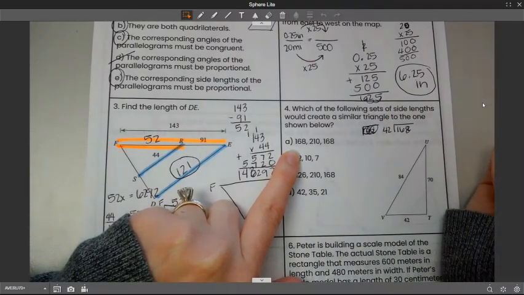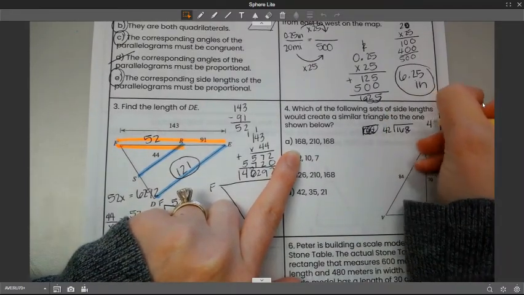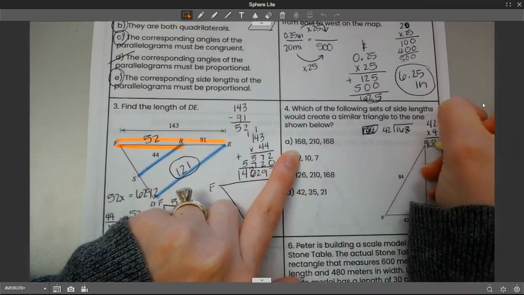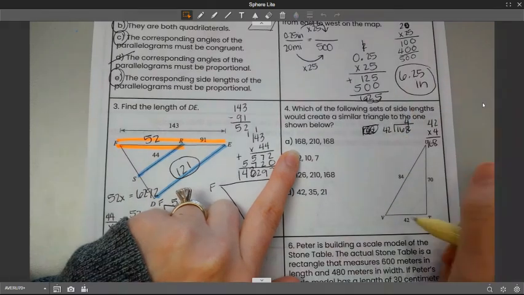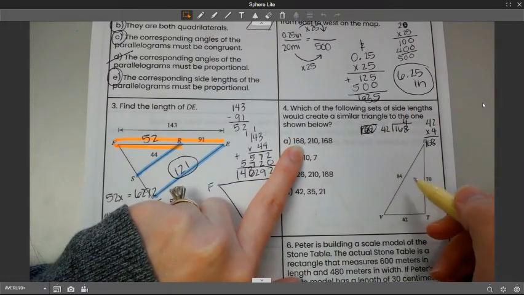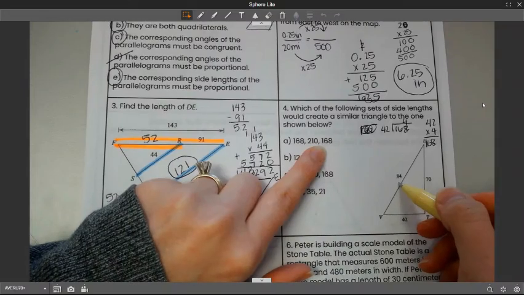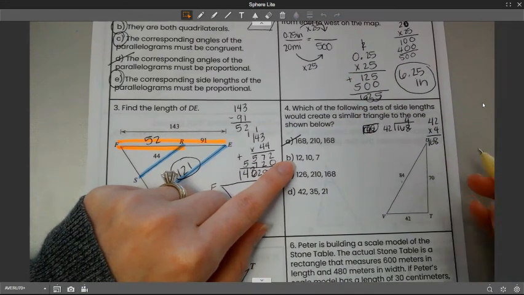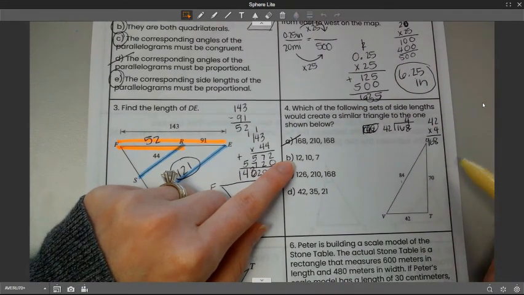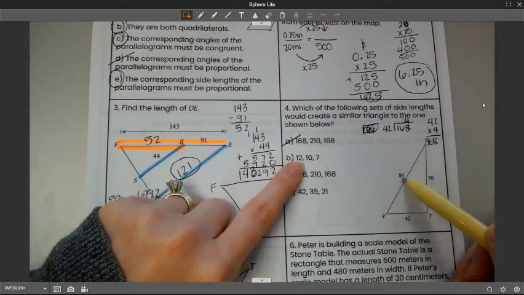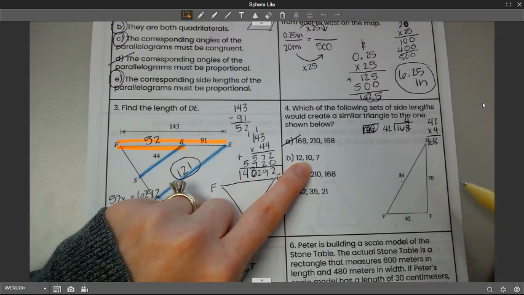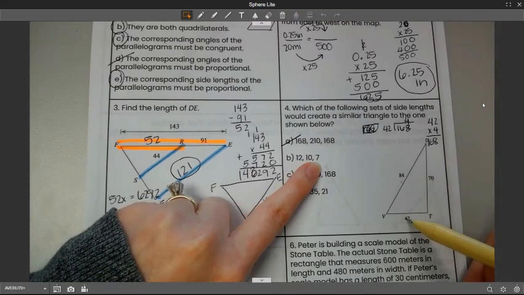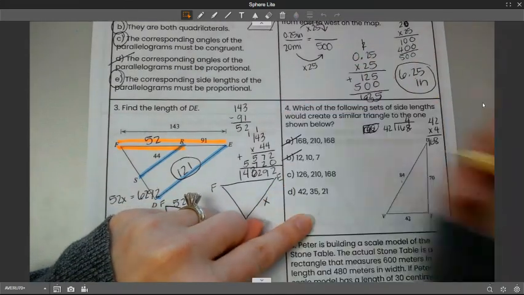42 goes into 168. Let's see if we can do 4 times 42. 4 times 2 is 8. 4 times 4 is 16. So it is 4 times. Well, 4 times 42 may be 168, but I don't think 4 times 84 is going to be 168. So this doesn't make sense. This one, it looks like I divided by something. So 84 divided by 7 is 12. 70 divided by 7 is 10. But 42 divided by 7 is not 7, so that doesn't work.